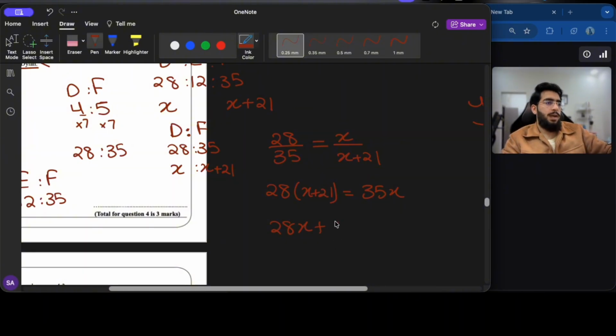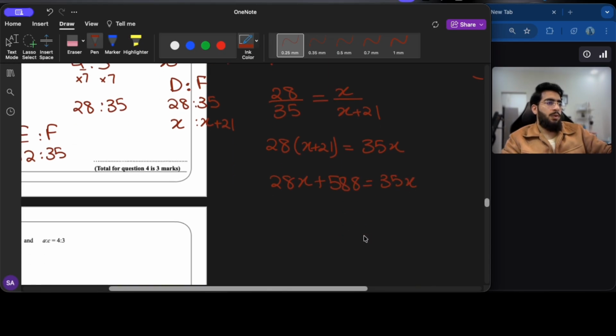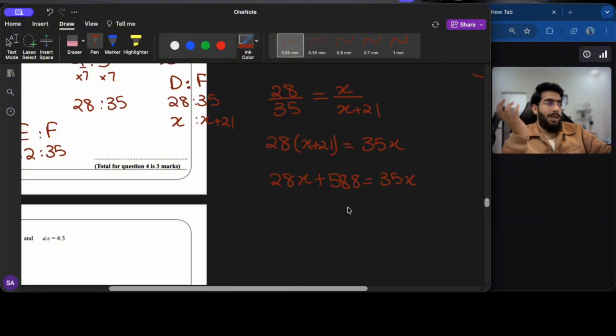That's 588, and it's equal to 35x. Now what we can do is collect the like terms, make sure they go to one side. I can take this 28x and minus it to the other side. So 588 would just become 35x minus 28x, and that would just be 7x is equal to 588.